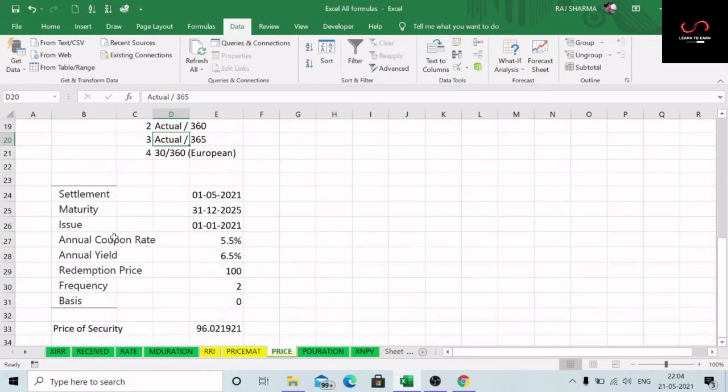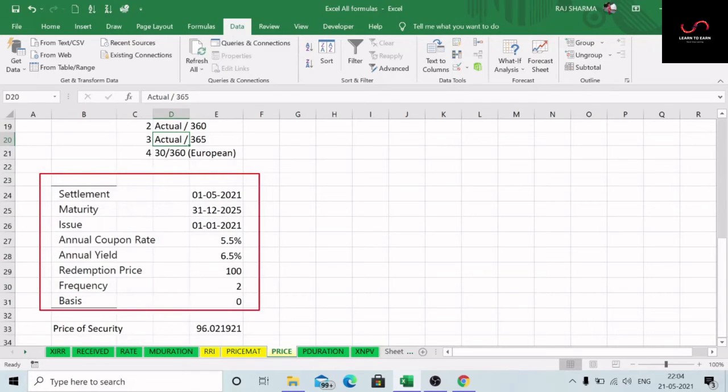Now here is an example. You can see the settlement date of a bond is 1st of May 2021. This bond was originally issued on 1st of January 2021, and the maturity date of this bond is 31st December 2025. So issued on 1st January 21, the present buyer has acquired it on 1st May 21, and final maturity is on 31st December 25. The annual coupon rate is 5.5. The annual yield is 6.5.